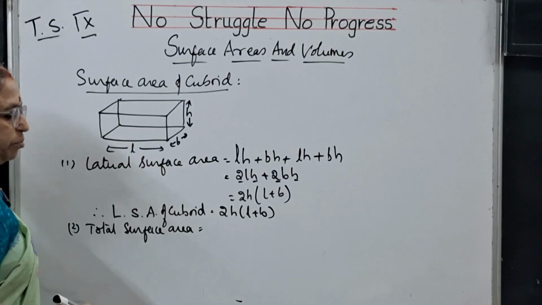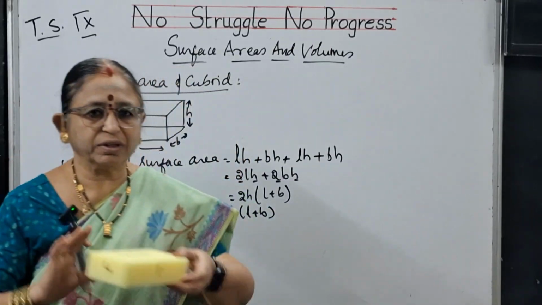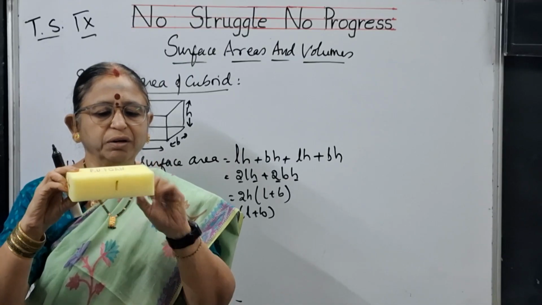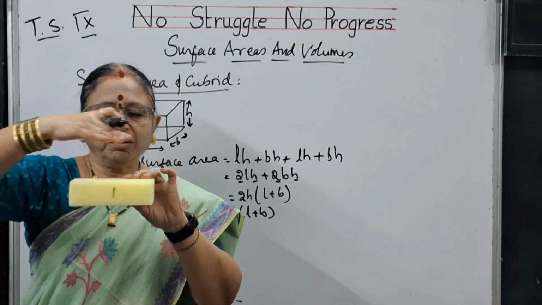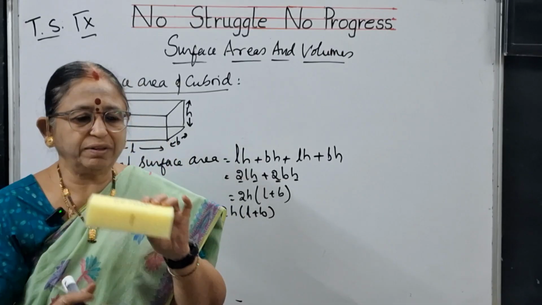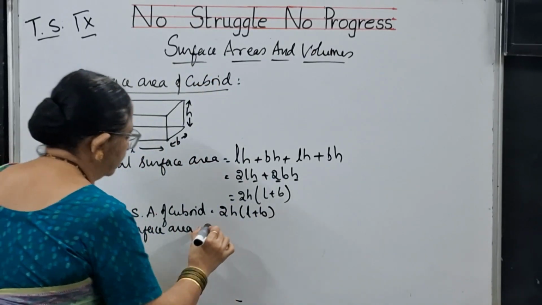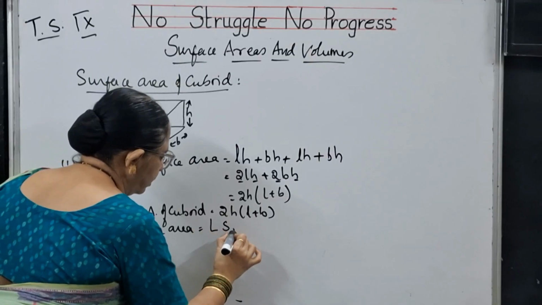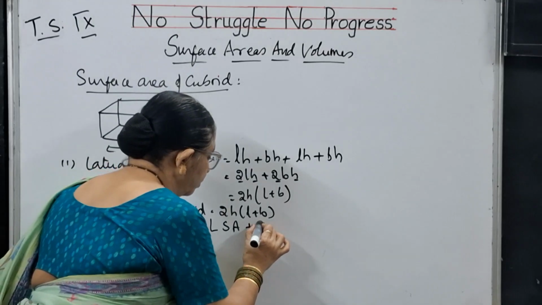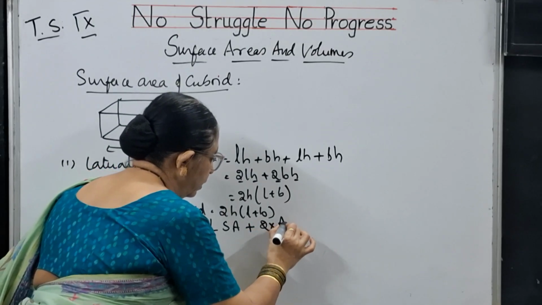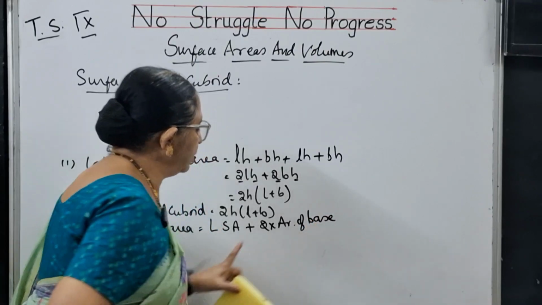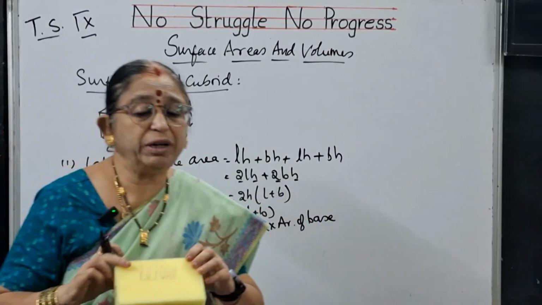Total surface area means what, children? When you are talking about this figure, this cuboid, total surface area means lateral surface area plus area of the top and area of the bottom. So, lateral surface area as it is, I will take. So, the formula is lateral surface area plus 2 times area of base.